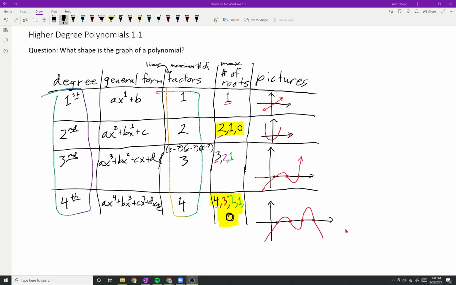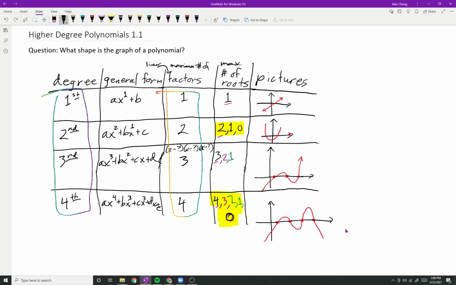Last video, we talked about how many roots a given polynomial could potentially have. In this video, I want to talk about how we can figure out what the shape of the graph actually looks like, or at least could potentially look like. And this will be very similar to the last video. So we're going to focus on these specific drawings right here where they have their maximum number of roots.